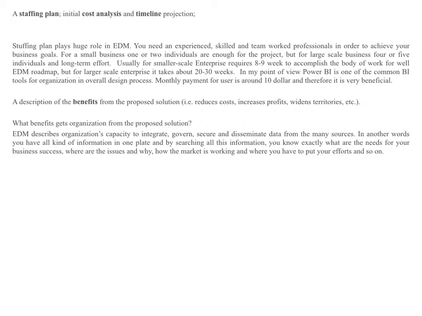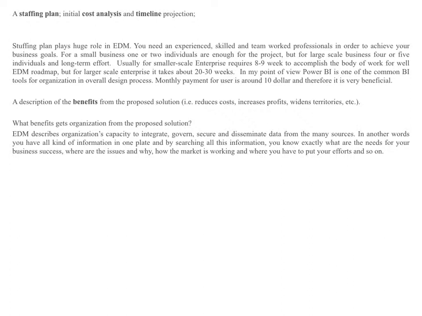Usually a smaller scale enterprise requires 8 to 9 weeks to accomplish the body of work for a well-made EDM roadmap. But for a larger scale enterprise, it takes about 20 to 30 weeks. In my point of view, Power BI is one of the common BI tools for organizations in the overall design process. The monthly payment for users is around $10 a month, and therefore it's very beneficial.